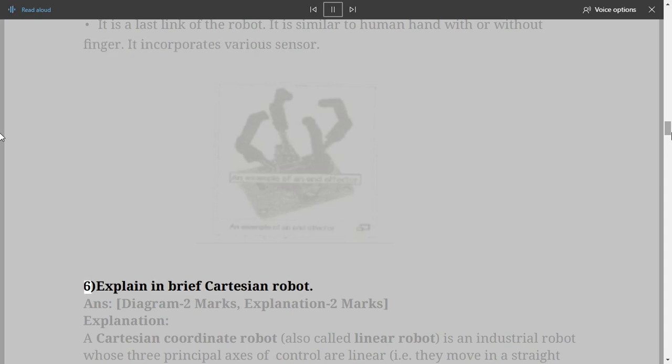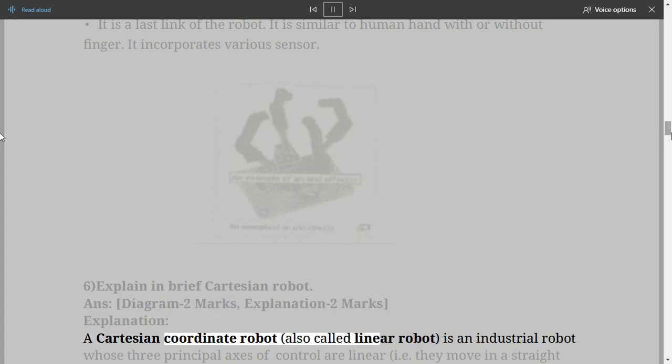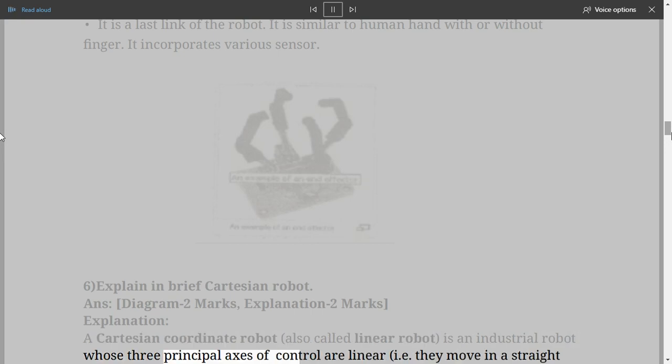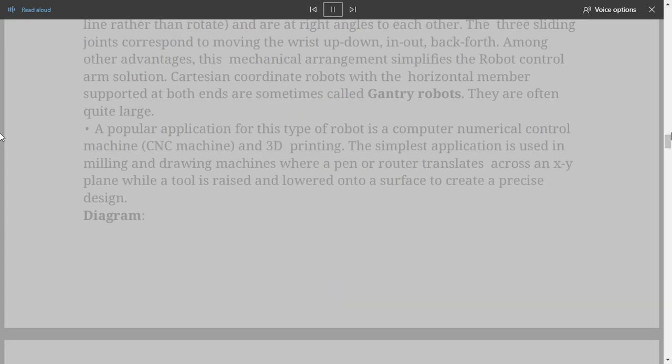6. Explain in brief Cartesian robot. Diagram 2 marks, explanation 2 marks. Explanation: a Cartesian coordinate robot, also called linear robot, is an industrial robot whose three principal axes of control are linear, i.e. they move in a straight line rather than rotate, and are at right angles to each other. The three sliding joints correspond to moving the wrist up-down, in-out, back-forth. Among other advantages, this mechanical arrangement simplifies the robot control arm solution.